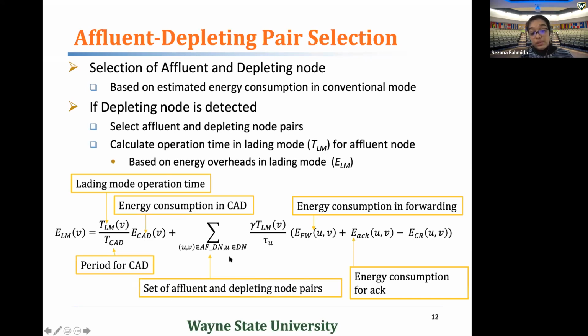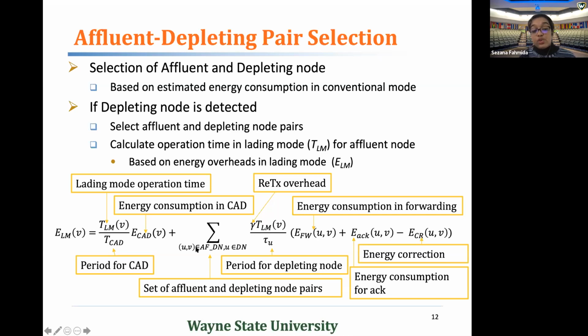in the set of affluent and depleting node pairs AF, DN, a pair of nodes U and V, where node U is a depleting node and V is an affluent node, and node U is forwarding its packet to node V, and tau U is the period for the depleting node U, then node V will spend at most gamma times TLMV over tau U transmissions to forward node U's packet to the gateway. Thus, this second part of the equation gives the energy consumption in forwarding and the energy consumption for node U for transmission and reception of acknowledgments.